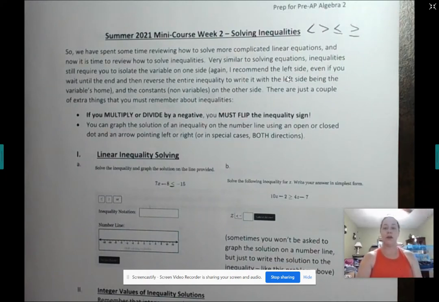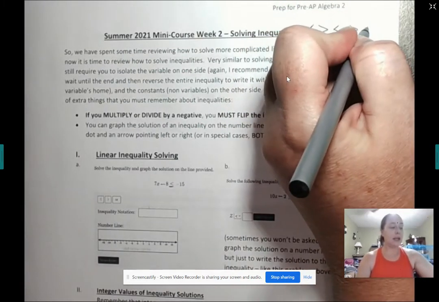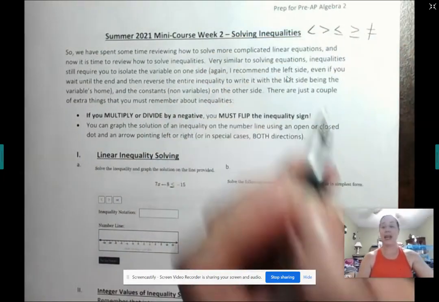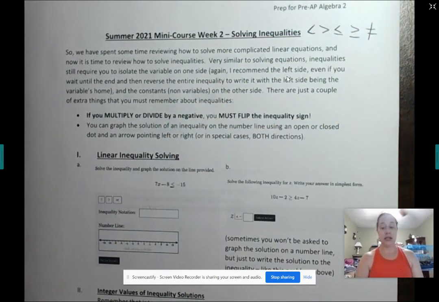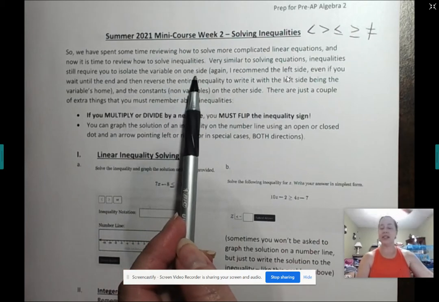Those would be the inequality signs that we work with. An equal sign is not an inequality, but actually a not equal to is considered an inequality. We won't really use that today, but just know that that's technically also an inequality. So similar to solving equations, inequalities still require us to isolate the variable on one side.